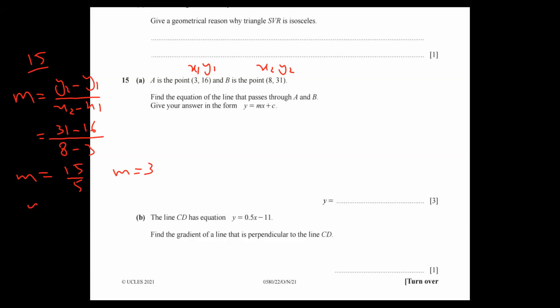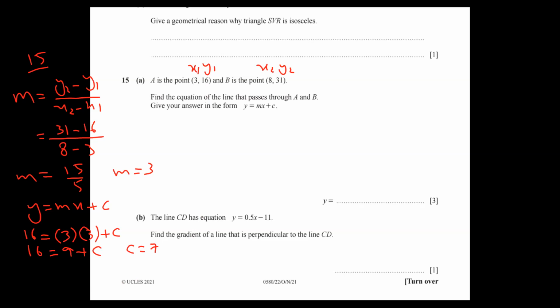So for that reason, y equals mx plus c. Now I will use this m value here. I'm writing 3 in the place of m. And after that, plug in any coordinate, either the first one or the second one. I use the first one. This 3 will come in the place of x, so I'm writing 3 here. And this 16, I'm writing in the place of y. So 16 equals 3 times 3, which is 9, plus c, and it becomes 7. So 16 minus 9 gives you 7.